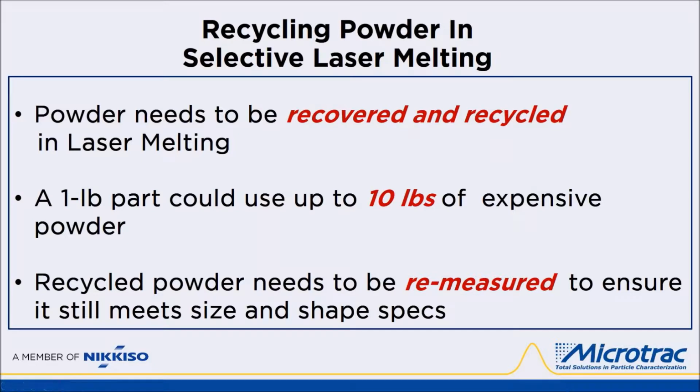In selective laser melting, the powder needs to be recovered and recycled. About 90% of a layer of powder doesn't get melted to the existing part on each pass. The excess powder is scraped off as the next layer is being deposited. If the powder isn't recovered, a 1 pound part could end up using 10 pounds of an expensive alloy powder that would be discarded. In order to reuse the unmelted powder, it has to be remeasured to ensure the morphological properties are still within spec.